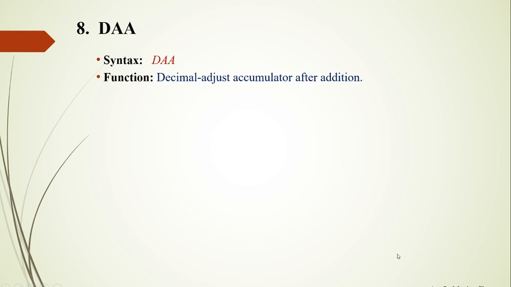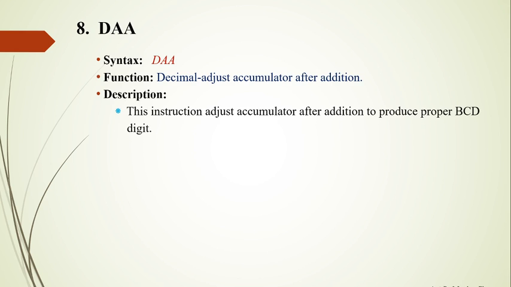The next instruction or mnemonic is DAA, that is decimal adjust accumulator after addition. So the function of this instruction is to decimal adjust the accumulator after addition. This instruction adjusts the accumulator after addition to produce a proper BCD digit. Actually, this instruction is used for BCD number addition.